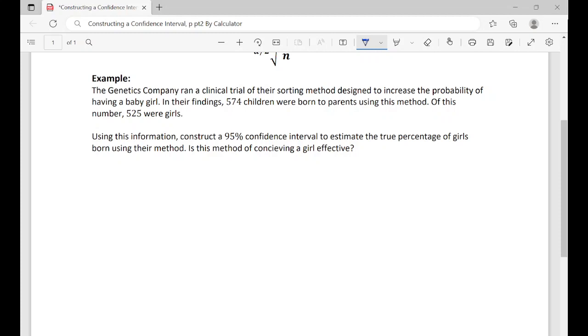So since we're using a calculator, we only need a couple of things from the question. First, we need to know how large our sample size is. In this case, 574. Next, we need to know an x value, and the x value is whatever we're looking for. In this case, the true percentage of girls born. So how many girls were born? Right here, 525. And then finally, we need to know our C level, our confidence level. In this case, it is 95%, so 0.95. Once we have all that, we can go and put it into our calculator.